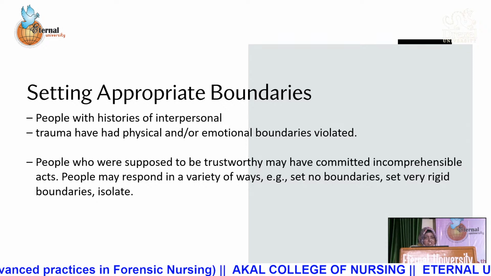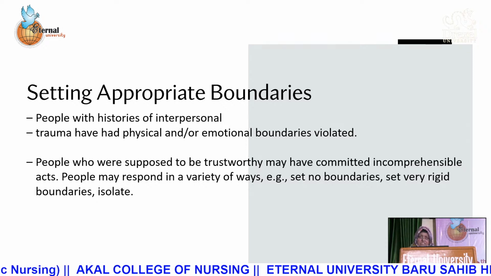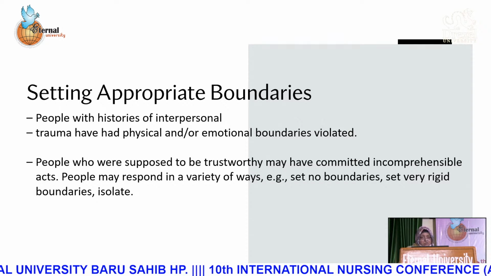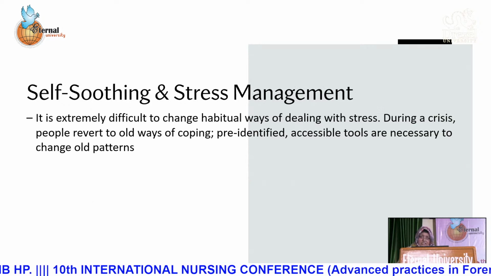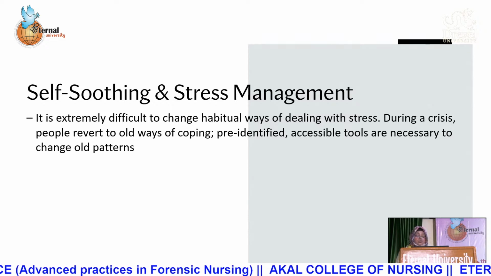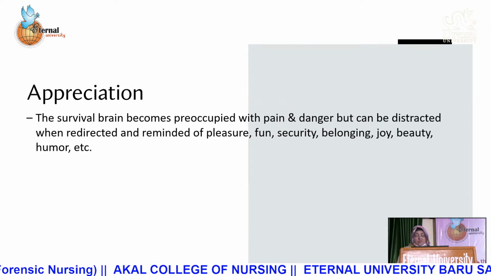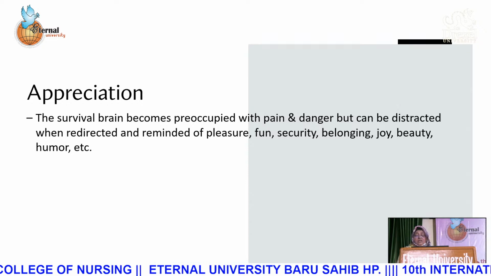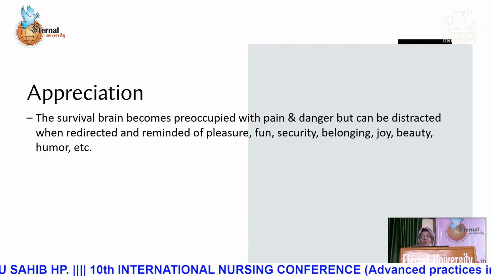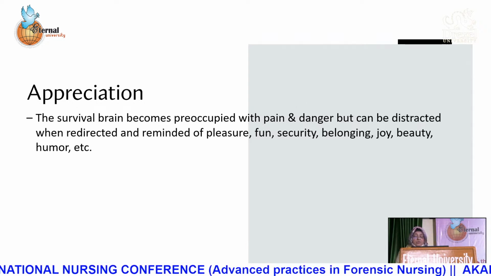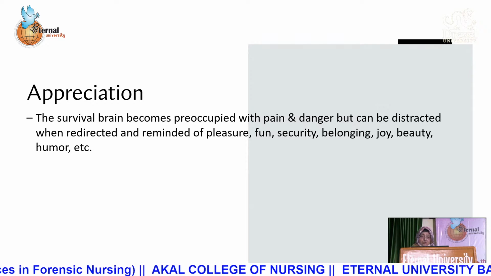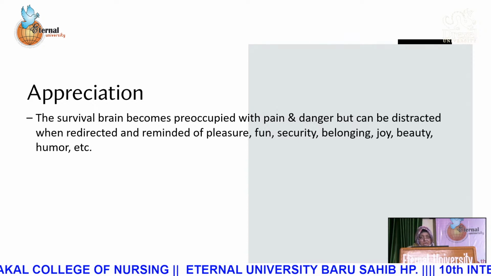Nowadays so much research is available about every individual. Maybe some individual's story is the same as the story of this individual. So you have to do a lot of homework, a lot of literature review, to see whether there is any story like this one, so that you can help the client, the survivor. You have to go to appreciation, because again and again, it is none of their fault. You have to tell them they are in pain, they are in danger, but this pain and danger can be distracted and redirected. You can remind them of diversional therapies: fun, security, belongingness, joy, going out, seeing the beauty of nature, and humor, so that you will be able to help them in coping.